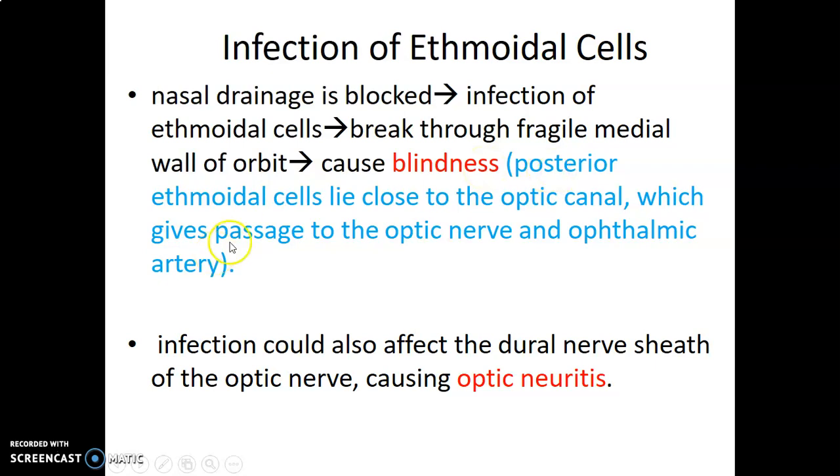Why? Because the posterior ethmoidal cells are close to the optic canal, and the optic canal houses the optic nerve, which is responsible for vision, as well as the ophthalmic artery that supplies the orbital structures. Infection could also affect the dural nerve sheath. Remember, the optic nerves. So if you have infection from the ethmoidal cells, through the optic canal affecting the optic nerve and the dural nerve sheath around it, you tend to get inflammation of the optic nerve, which you call optic neuritis.